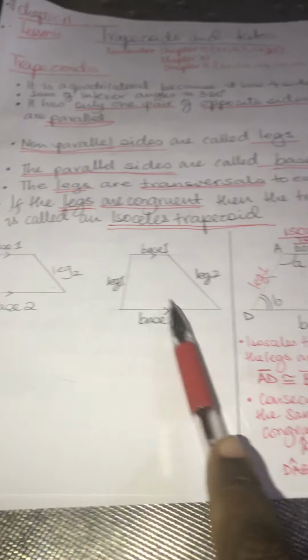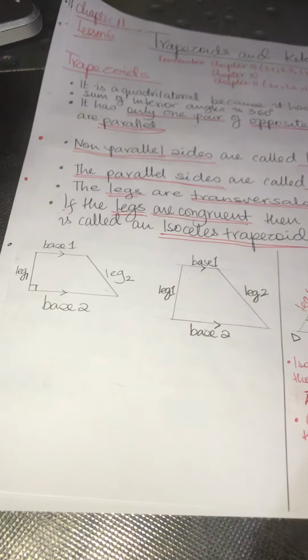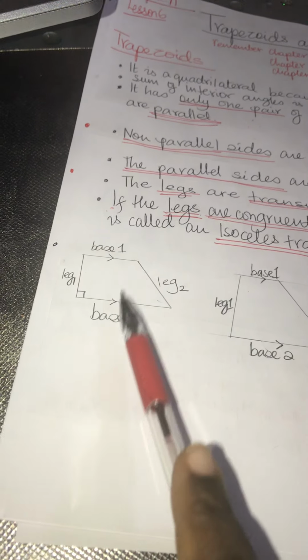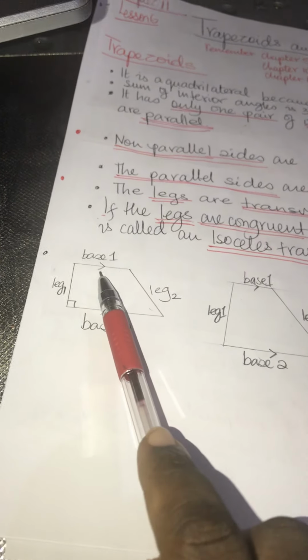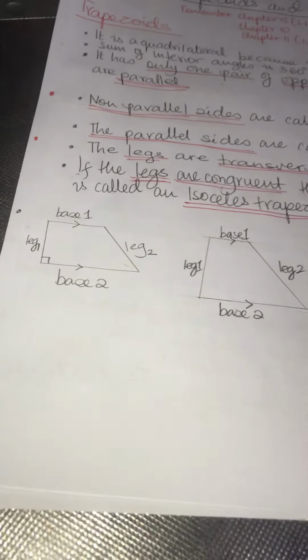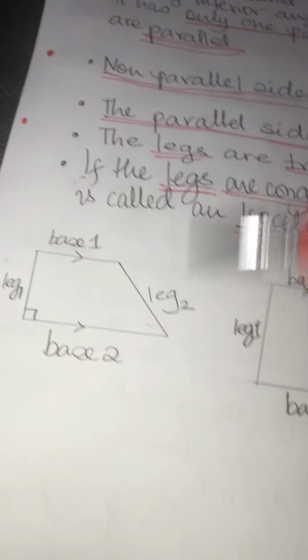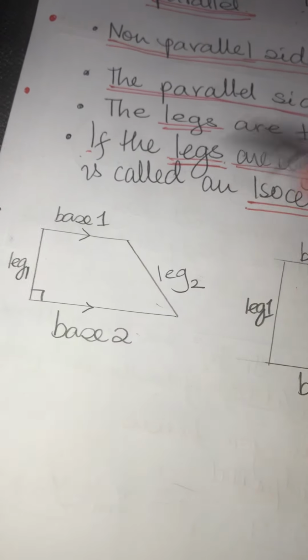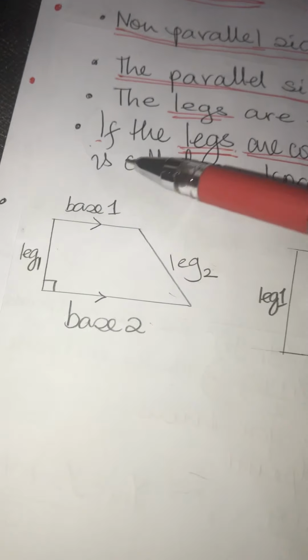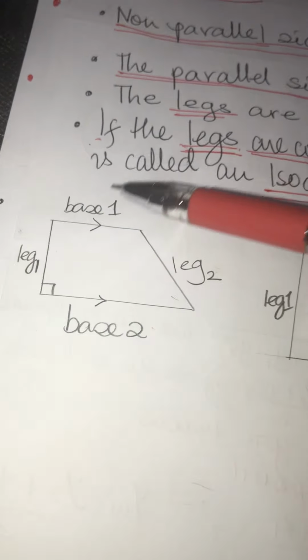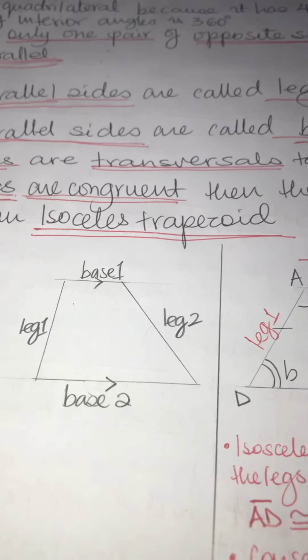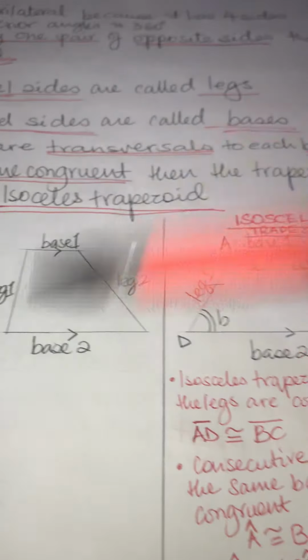So I drew 3 of them. I labeled them. The bases are the ones that are parallel. How do I know? Because of the arrows. Now if these are bases, the other ones are legs. It doesn't matter. I can put base 1 here, base 2 here. It doesn't matter where you put the numbers. But just know this is a base and this is a base. And this is a leg and this is a leg. Okay? The same thing on this picture.